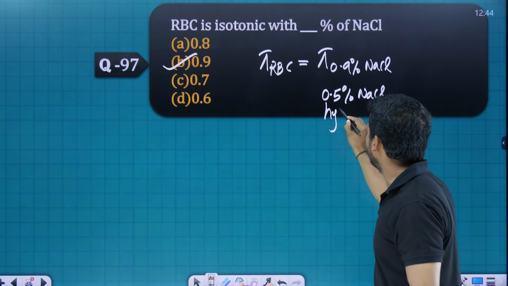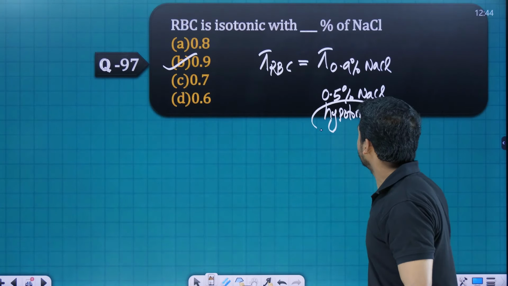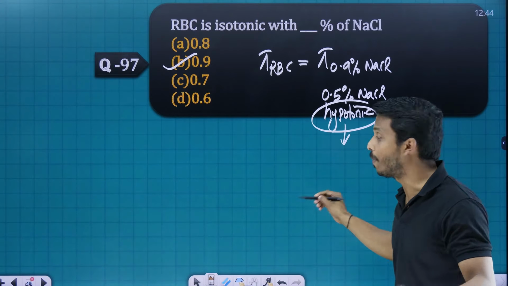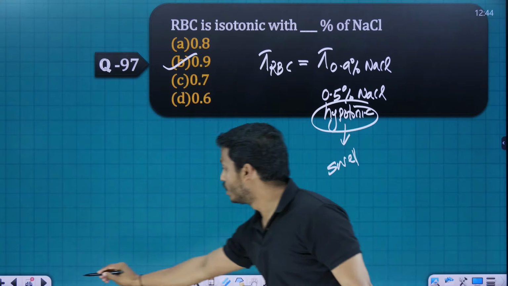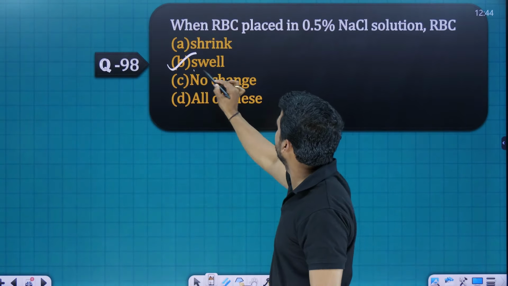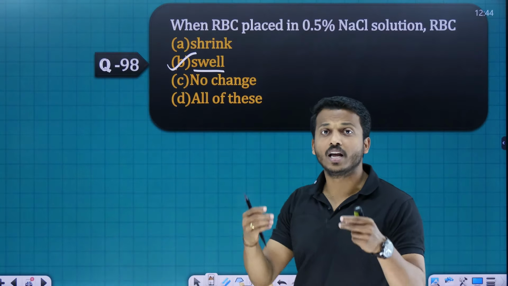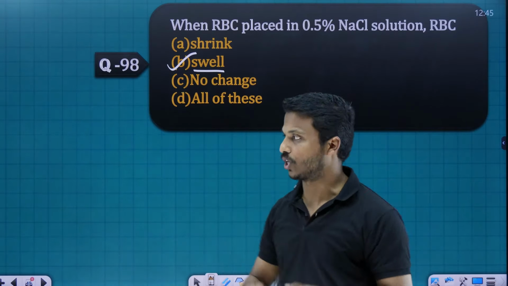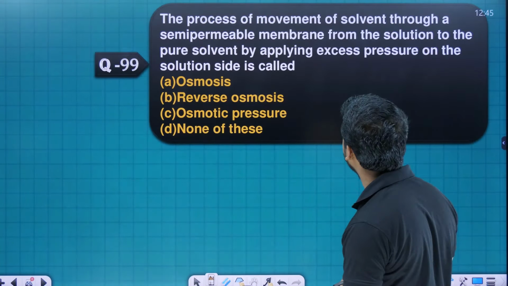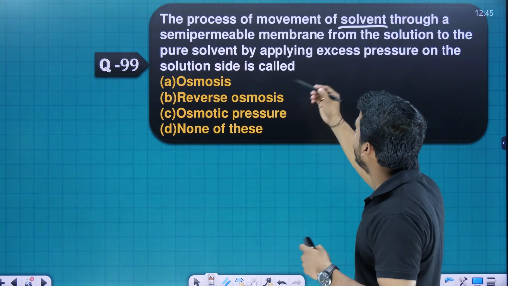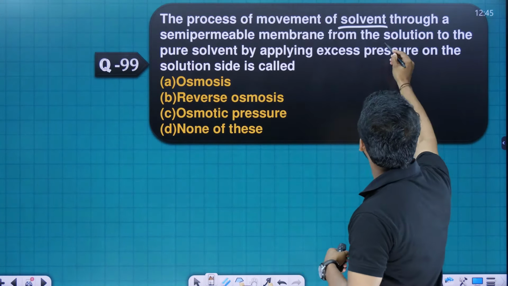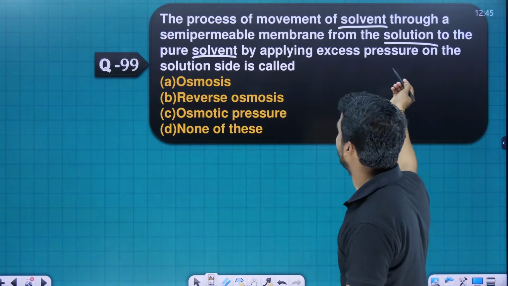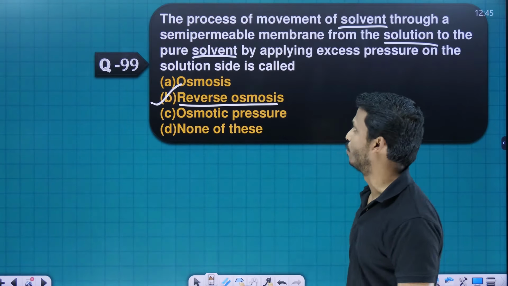Osmotic pressure less means it becomes hypotonic. The solution having low osmotic pressure is called hypotonic. In a hypotonic solution, particles swell. So when RBC is placed in less than 0.9% NaCl, it will swell. More than 0.9%, it will shrink. Now, the process of movement of solvent through a semi-permeable membrane from the solution to the solvent, when we apply high pressure, is reverse osmosis.